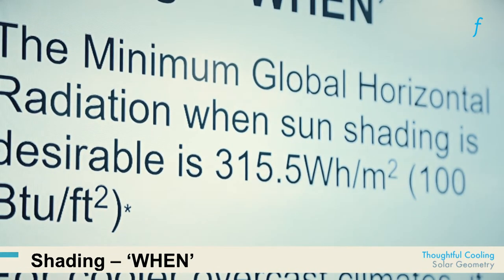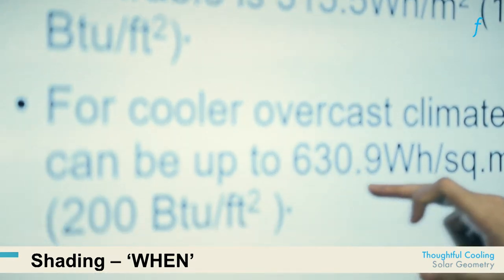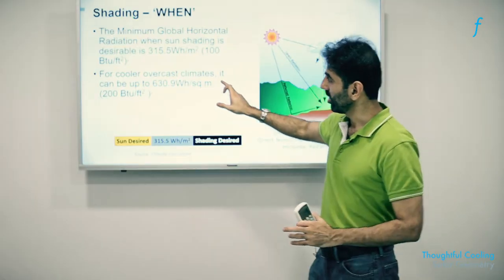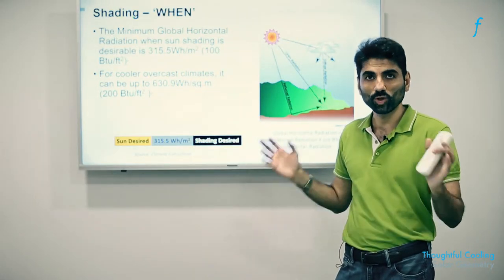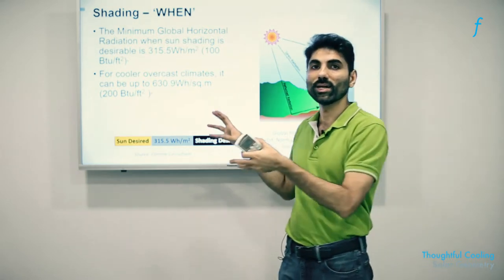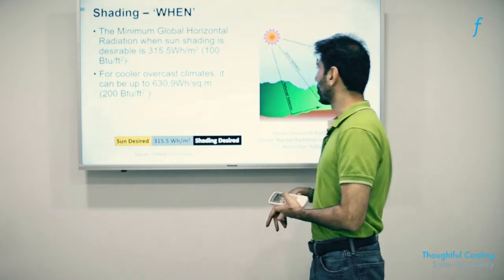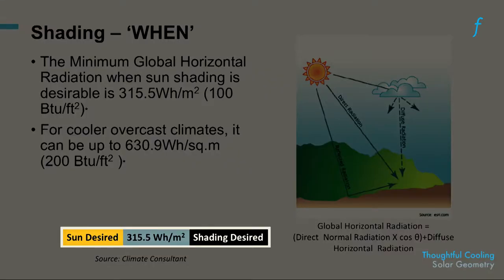For cooler places, you will need shading only when it goes beyond 630.9 watt hours per square meter, because in cold places you want to trap as much heat as possible for a short period of time and then use that heat later. So you wouldn't want to shield the sun when it is available to you. So this is one criterion: shading is desired when the solar radiation is above this point, 315 watt hours per meter square.